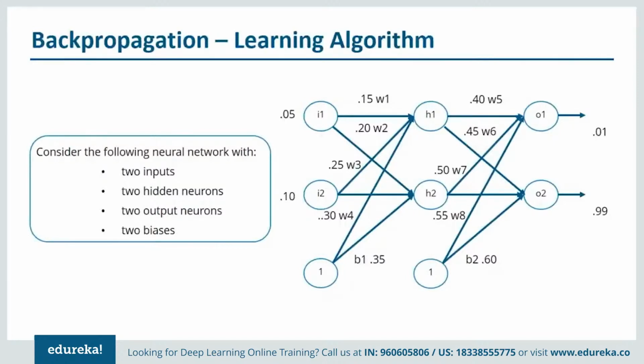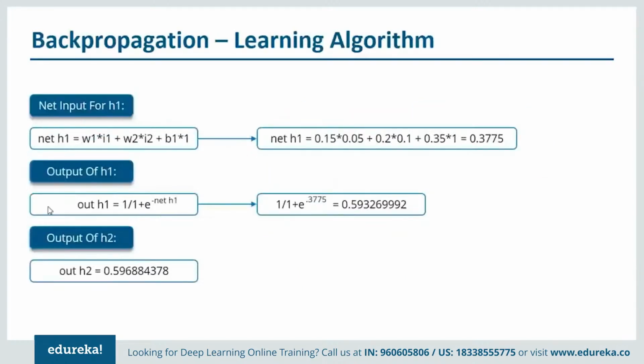The net input for this particular H1 will be what? It'll be W1 into I1, that is the first input, plus W2 into I2 plus B1 into 1, which gives us the answer as 0.3775. Similarly, the output for H1 will be nothing but the output after the activation function. And we are using here the sigmoid function because our brain also uses sigmoid functions. That's what we believe in. And at the same time, it is easily differentiable. And if you differentiate it twice, you get the same number. So the output of H1 will be 0.59 something.